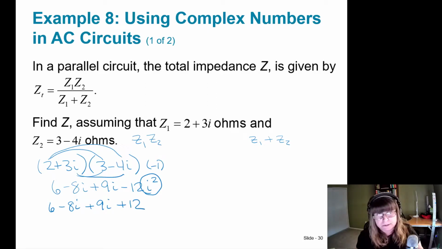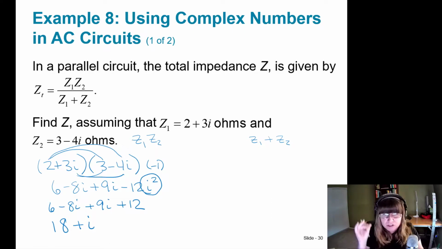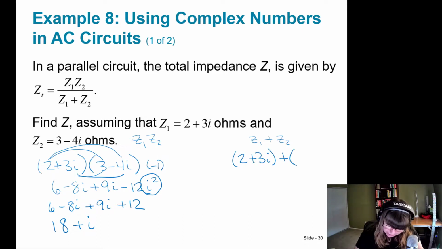Combine like terms. Combine the real parts, combine the imaginary parts. 6 plus 12 is 18. Negative 8i plus 9i is a positive 1i, or just i. Okay, cool. I've got that Z1 times Z2 component. Now let's figure out Z1 plus Z2, and then we'll put it all together and do the division. Z1, 2 plus 3i, plus Z2, 3 minus 4i.